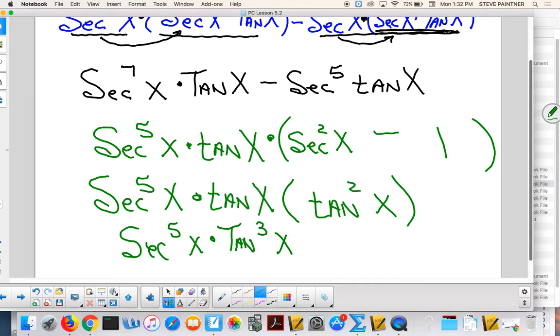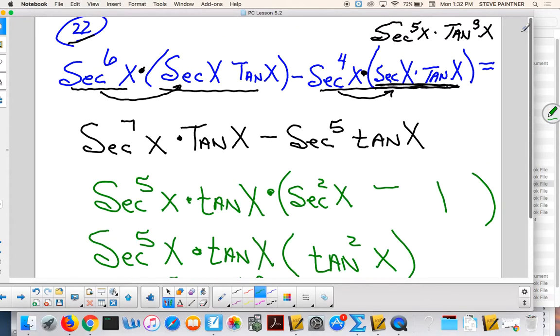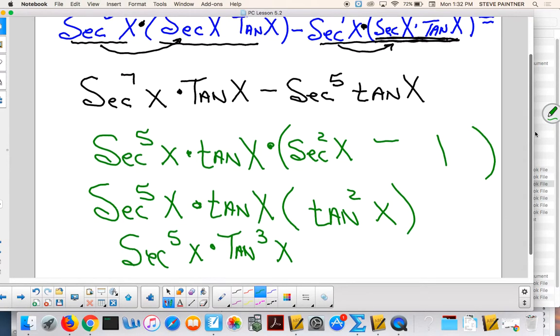We never did it that way, did we? That turned out kind of nice, Skylar. You actually ran the secant through, and then we got this. Factored out the secant to the fifth, tangent x, took out the GCF, and that turned into tangent squared. Well, isn't that what we were trying to prove? Yep, right here. That's what you're trying to prove. Questions?